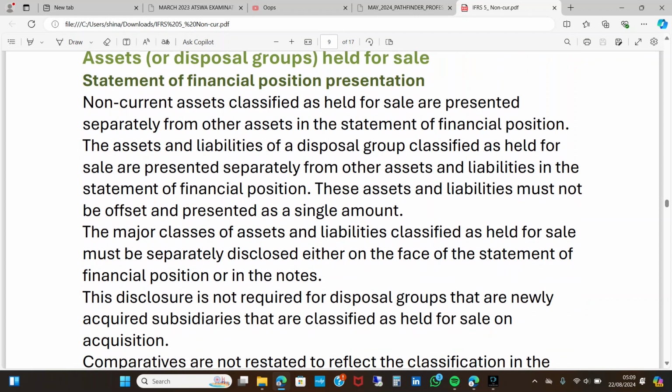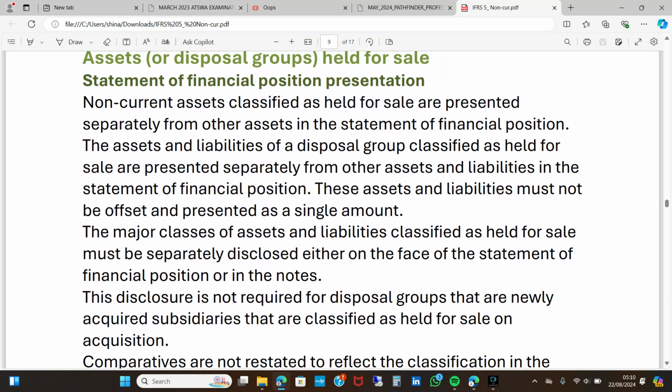Now, what we mean by that is this. Anytime we have a non-current asset classified as held for sale, it must appear as a line item. What is a line item in our financial statement? A line item means that the item is going to appear separately. It's going to stand on its own.